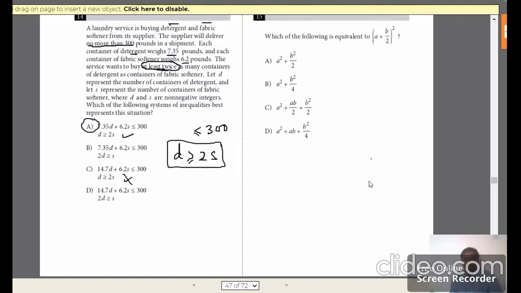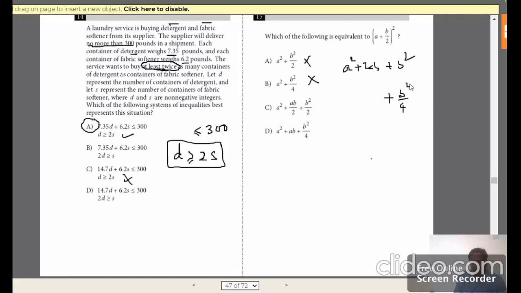The 15th one: which of the following is equivalent to (a plus b by 2) whole square? So we know the expansion of the (a plus b) whole square formula. We have a square plus 2ab plus b square. So b here is b by 2, which means b square by 4, and 2ab. Among these, these two options will go because the expansion will give you 3 terms, whereas these two contain 2 terms, so they are ruled out.